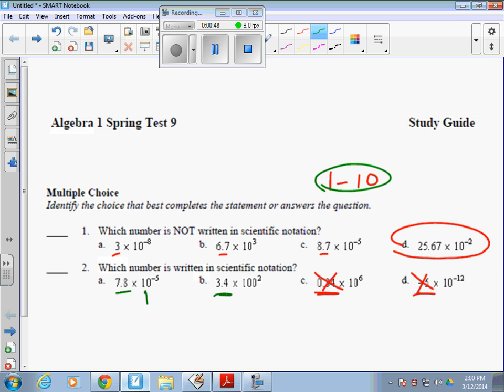This one says times 10. This one says times 100. Times 100 is not scientific notation. A for that one.